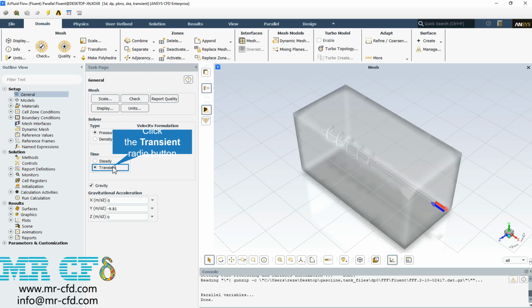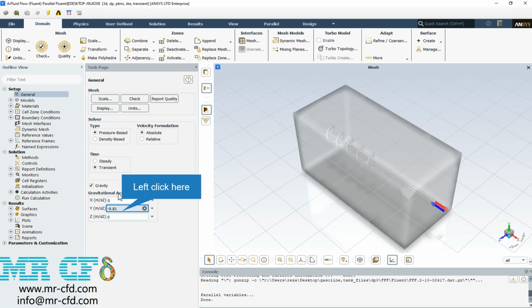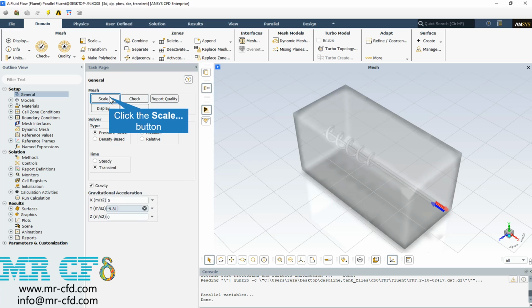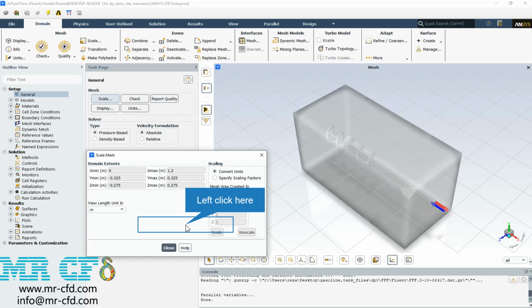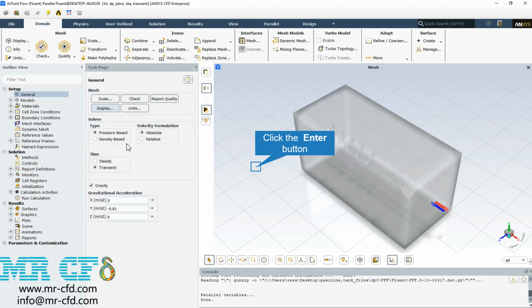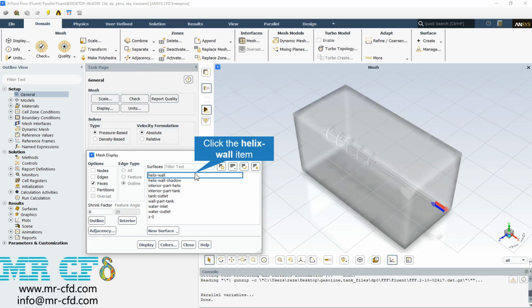Problem solving is based on a pressure-based perspective. The simulation is transient, and also we take the effect of gravity on the model into account. From the scale mesh section, we can check the dimensions in all three directions and also view the length unit that is meter in the CFD simulation. From the mesh display section, we can display every surface included in the computational domain containing walls, inlets, outlets, and so on.